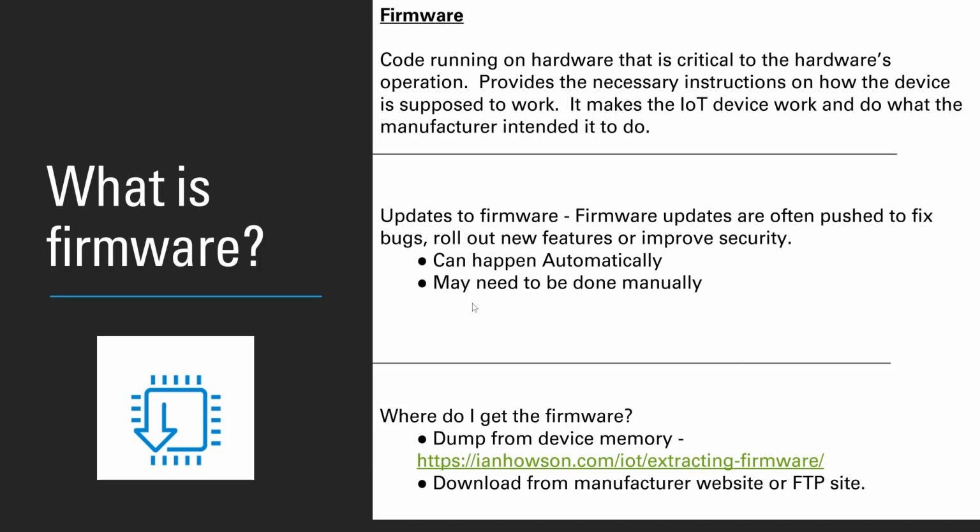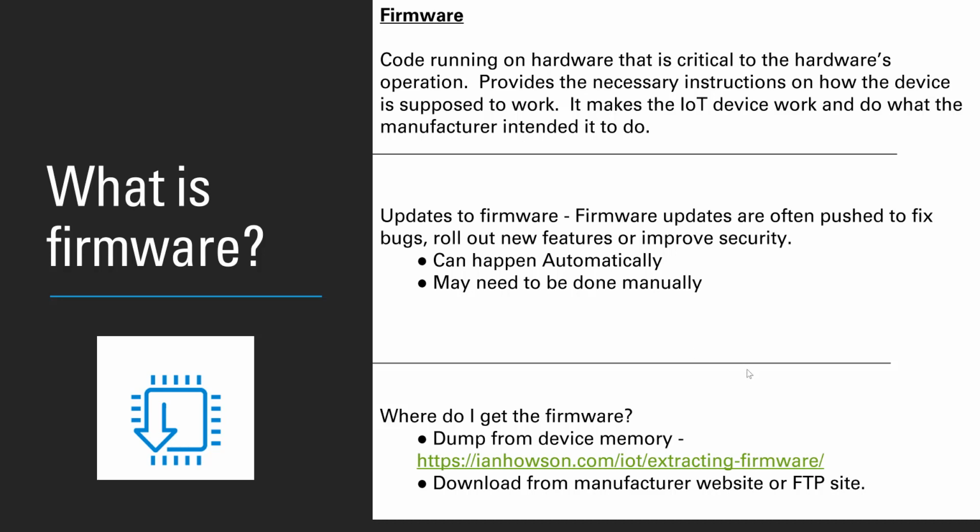But these firmware updates can happen automatically. Many devices allow you to choose that option to have the firmware be updated automatically, or it may need to be done manually, where you go out to the manufacturer's website, download the firmware file, push it out to the IoT device, and then potentially reboot it and have the new IoT firmware on that device.